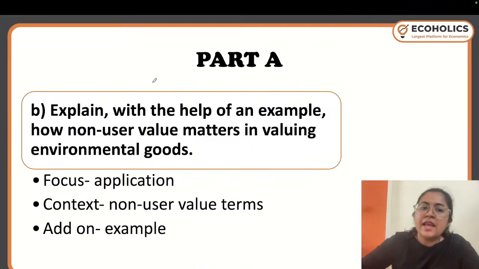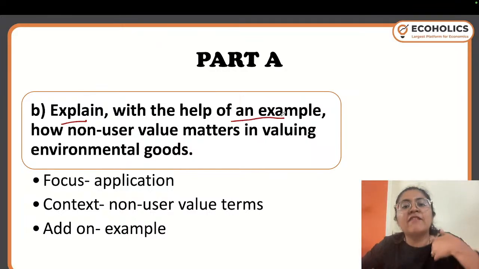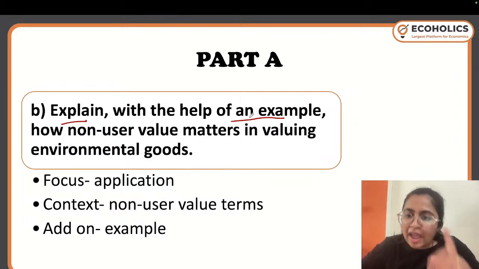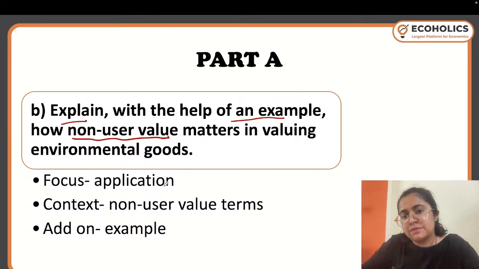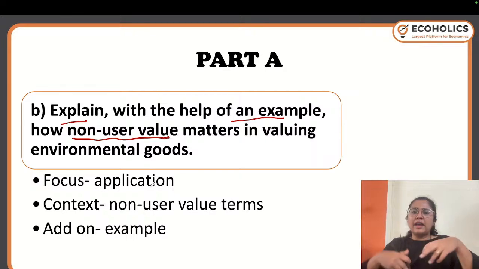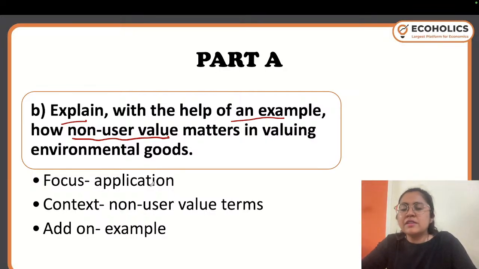Question B. Explain with the help of an example. Here they have themselves said that you have to give an example. How non-user value matters in valuing environmental goods. Now when you look at environmental economics theories and modules, we specifically focus on the total economic value framework. We focus on use value and non-use value.